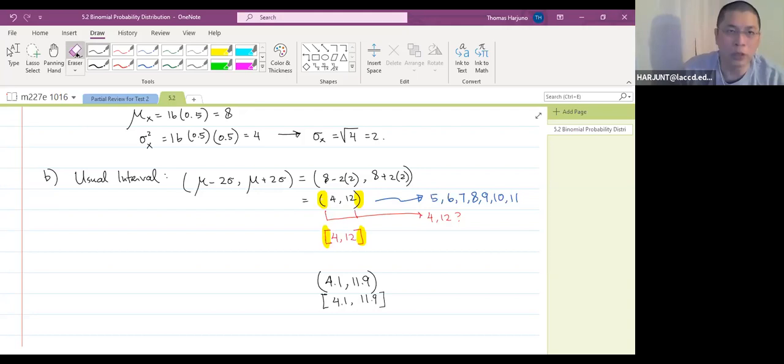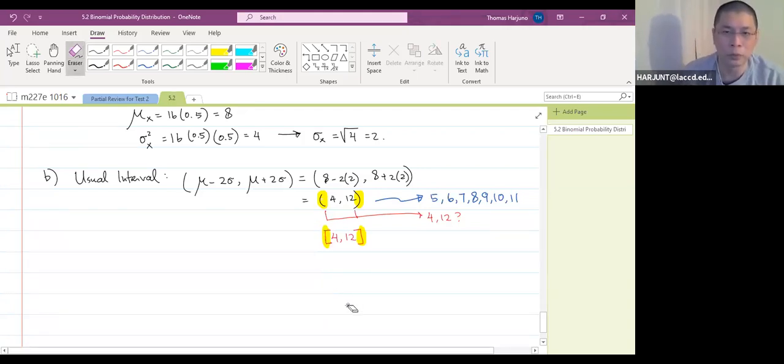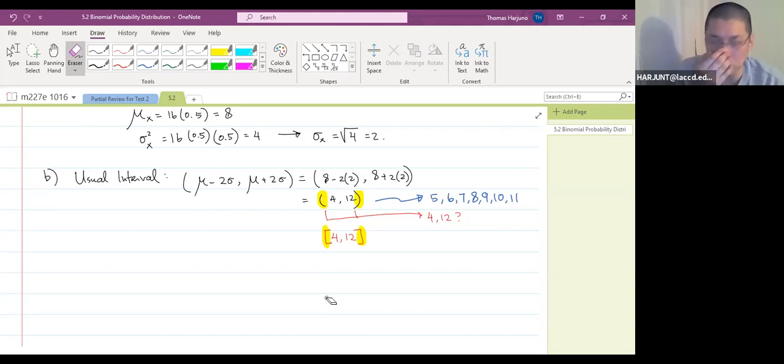Now, with this problem, it may become an issue. How to solve this problem? It doesn't matter which way you choose, as long as you are being consistent. If 4 is part of your usual interval, then 12 should be.